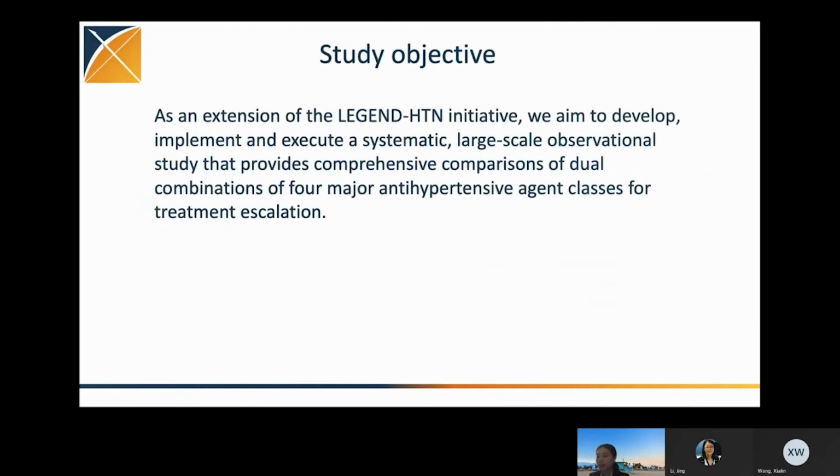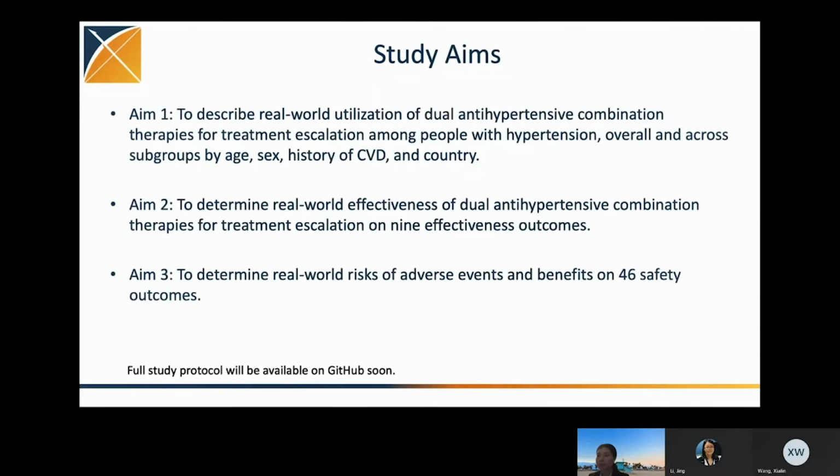As an extension of the Legend Hypertension Initiative, we aim to develop, implement, and execute a systematic observational study that provides a comprehensive comparison of dual combinations of 4 major antihypertensive agent classes for treatment escalation. We will carry out 3 specific aims.